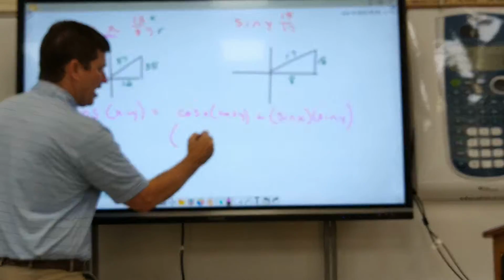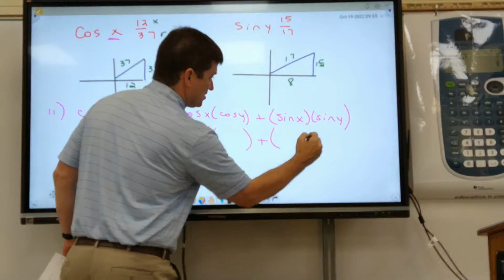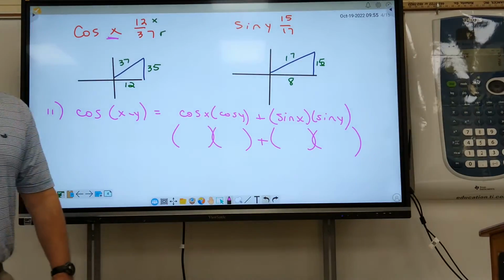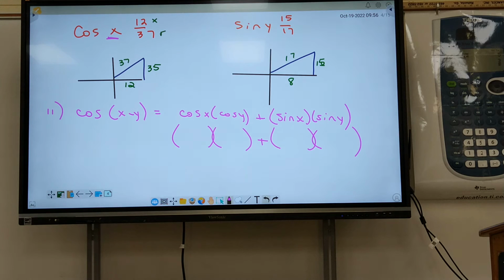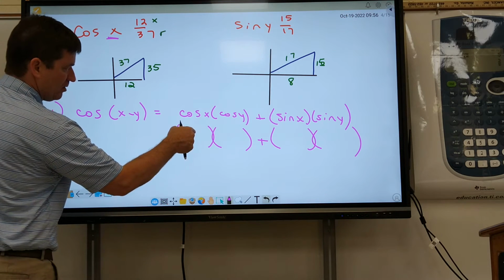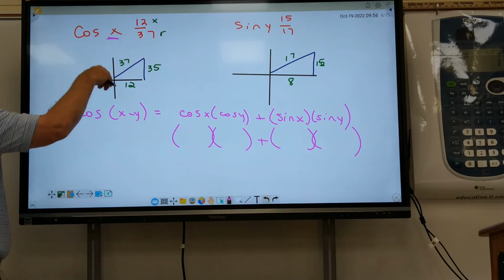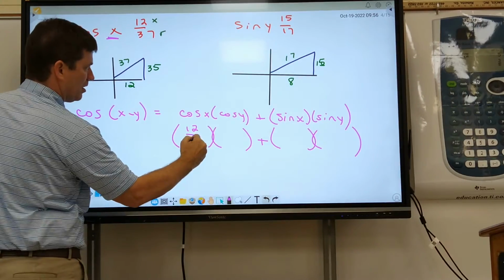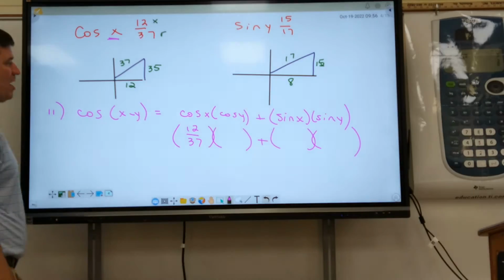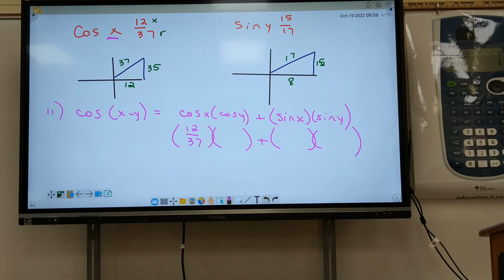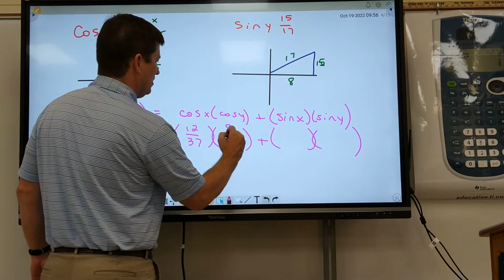So look, all we have to do is plug in the four fractions that we already have written down. What do I plug in right here for cosine x? You can either look at number 12 or 37. Very good. All right, what do I plug in for cosine y? You found that on number 9: 8/17. Okay, 8/17.